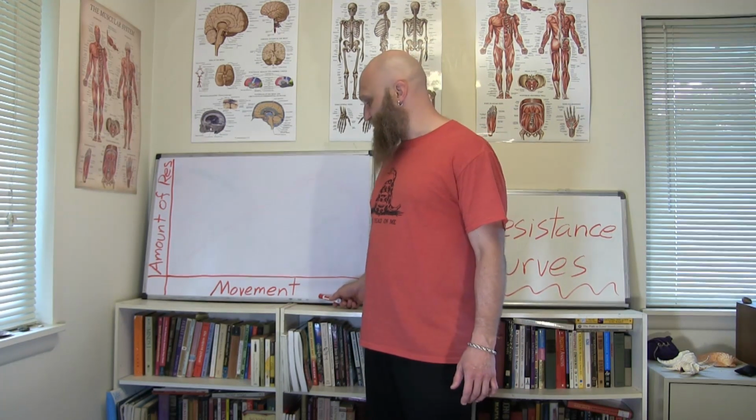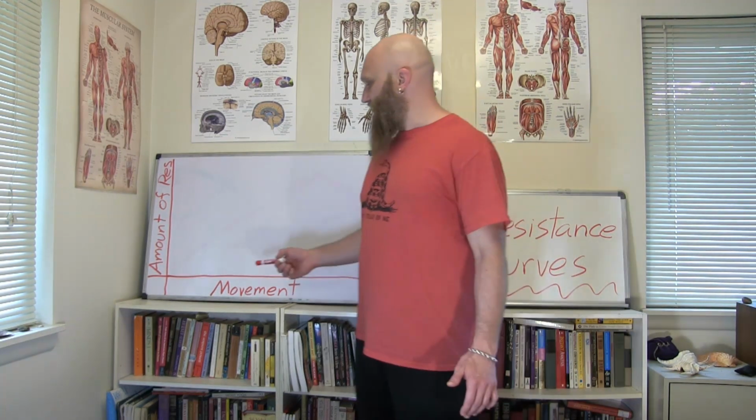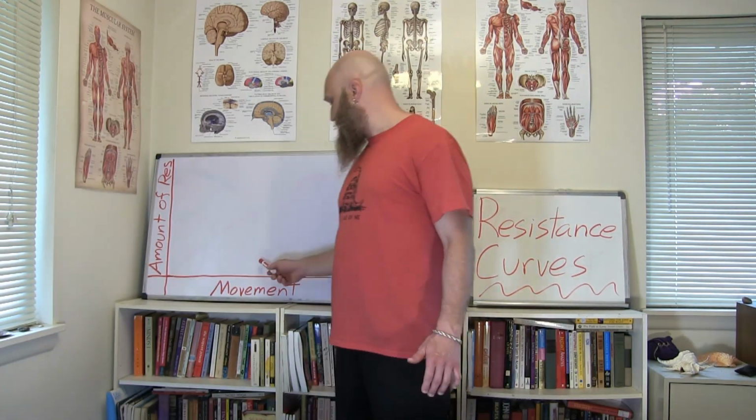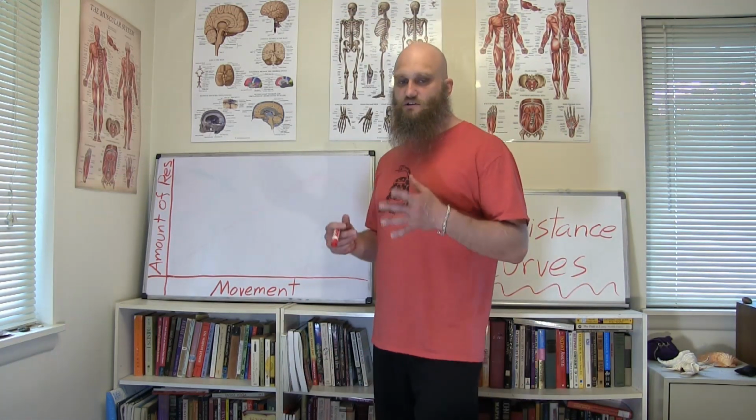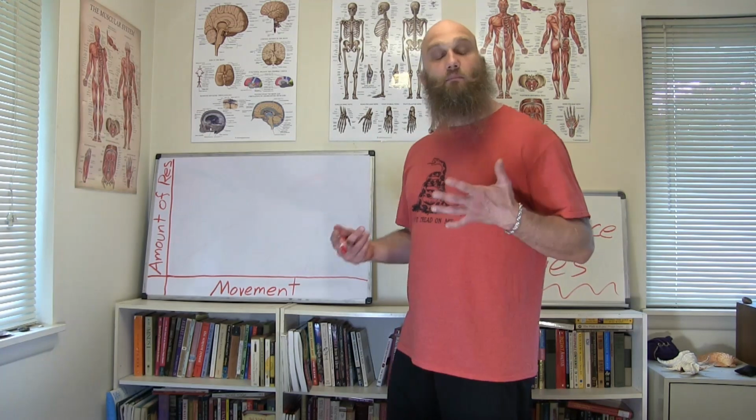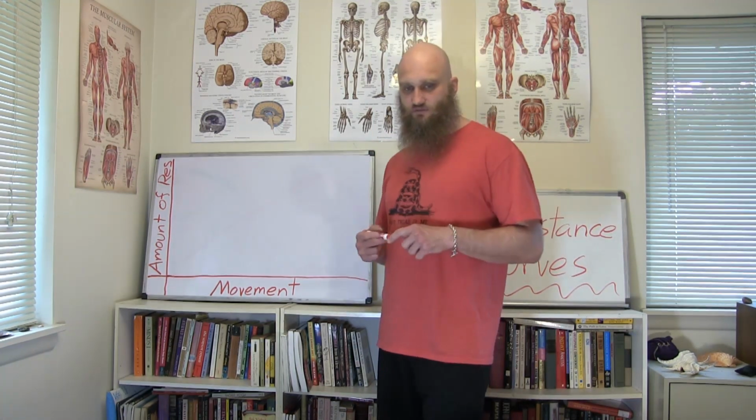Down on the x-axis, this represents the movement, the parts of the repetition from the beginning to the middle to the end. And then up here on the y-axis, we have the amount of resistance. Now, before I start teaching you about resistance curves, I want to tell you about how your body naturally handles resistance with its own strength, or its strength curve, if you will.